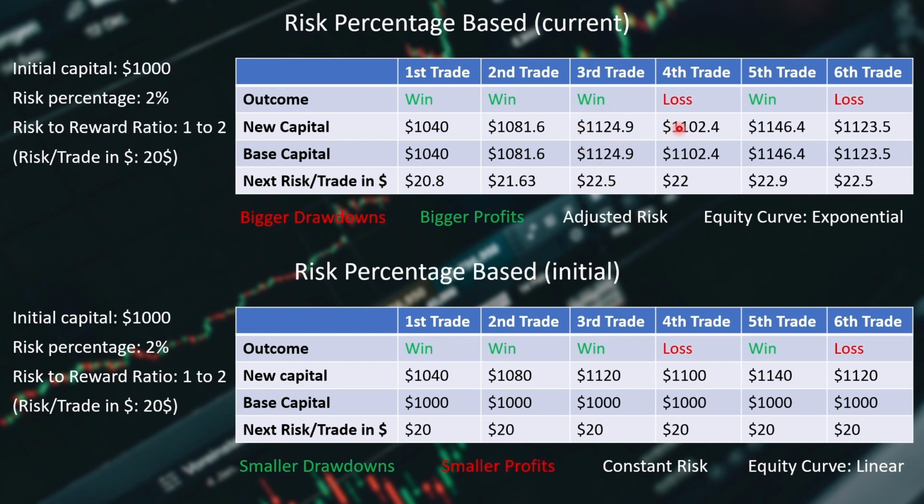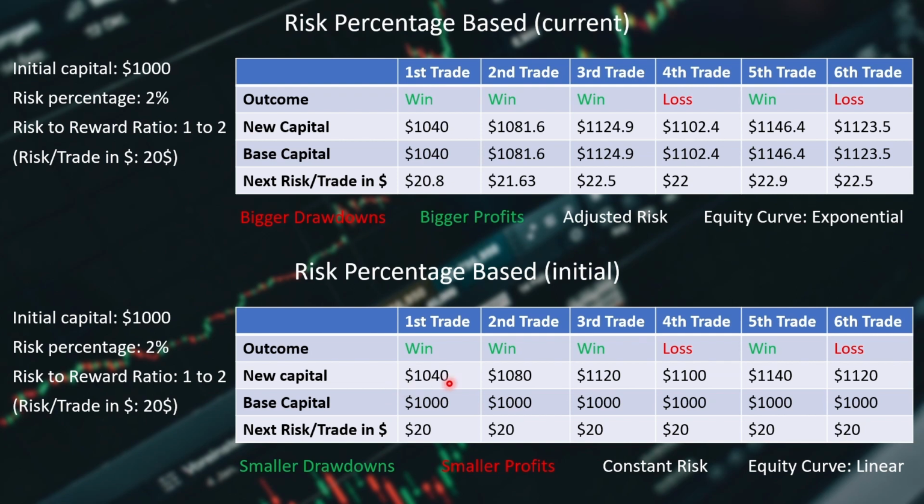On the next trade we had a loss, so the account balance decreases and the risk per trade also decreases for the next trade. Finally, the account ended up with $1,123 and $22.5 risk for the next trade. Now let's compare this version to the risk percentage initial capital based option. I use the same setup for position sizing and trade outcomes, so we can compare the two easily.